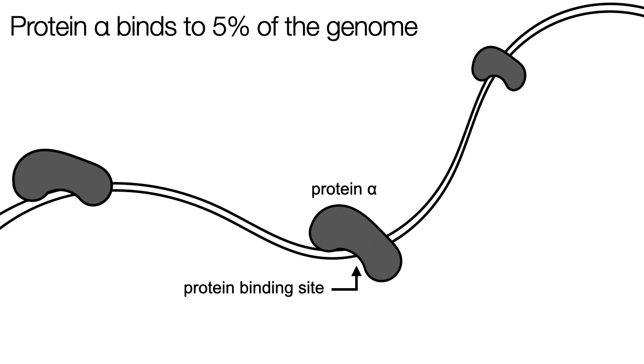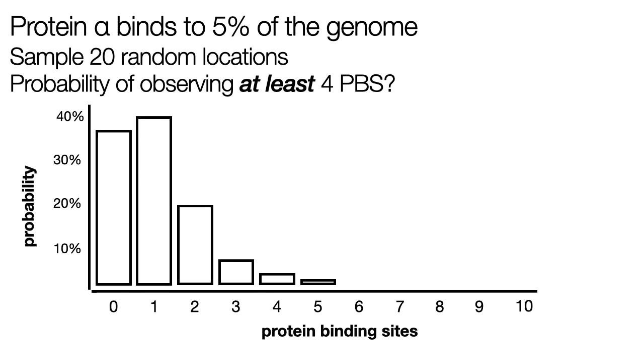Back to our protein binding experiment. Say we know that protein alpha binds to 5% of the genome. We sample 20 random locations on the DNA, and we want to know our probability of observing at least 4 binding sites.